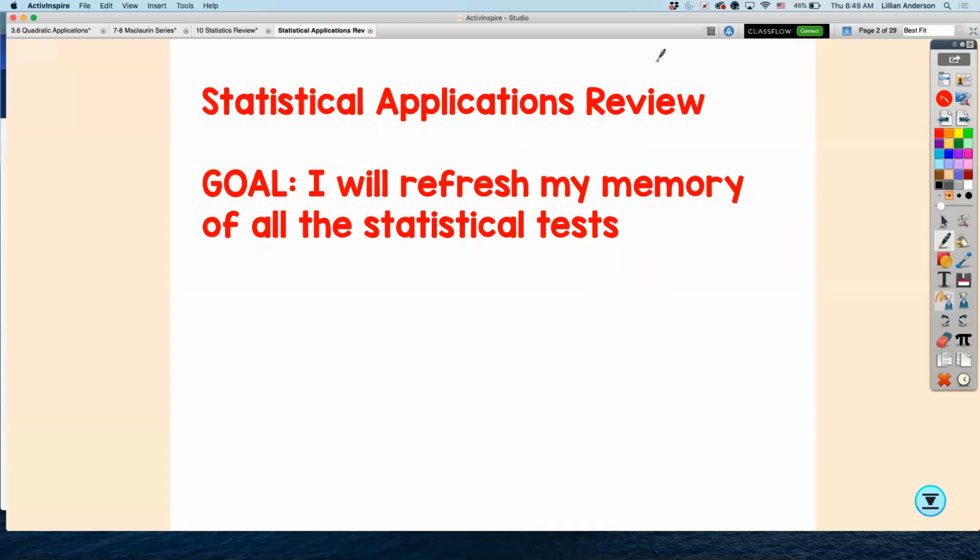Today we're talking about all of your statistical applications. That's correlation, that's chi-square, that's goodness of fit, that's your t-test, Spearman's rank. All of them fall into your statistical application. So we're going to refresh your memory of all of those different tests.